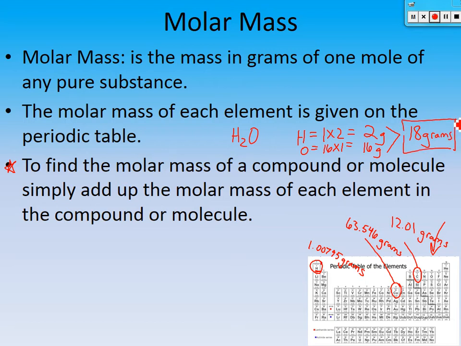So if you took a beaker of water over to the scale and I said get 1 mole of water, how many grams would you have to measure out? 18 grams. You would put water in that beaker until you got up to 18 grams. That's exactly 1 mole of water. Does that make sense? Pretty easy, right? Just add it up for a compound or a molecule.